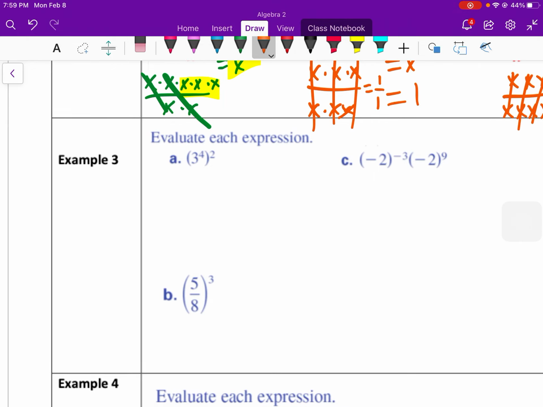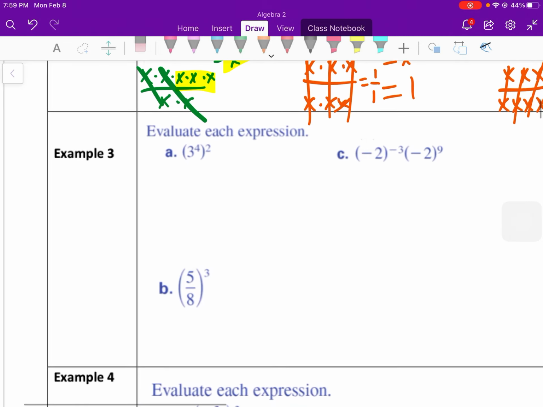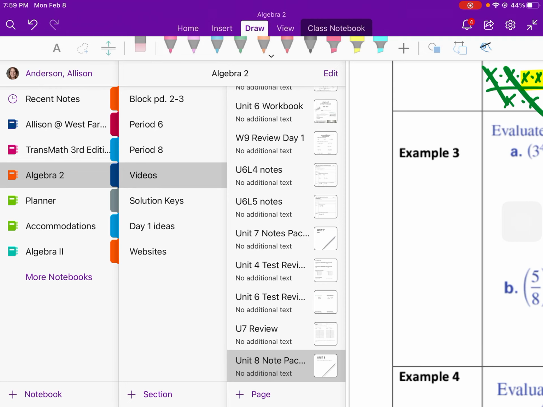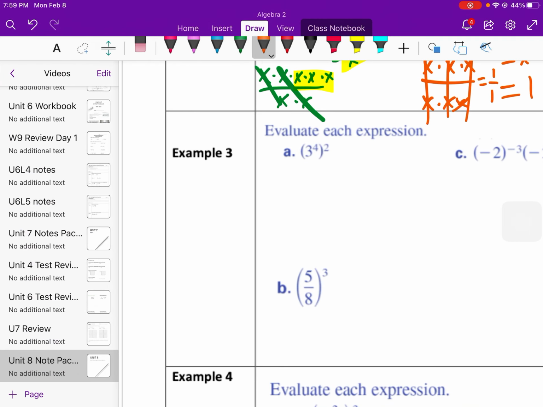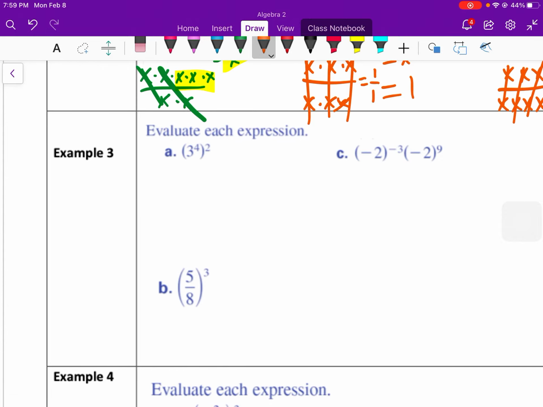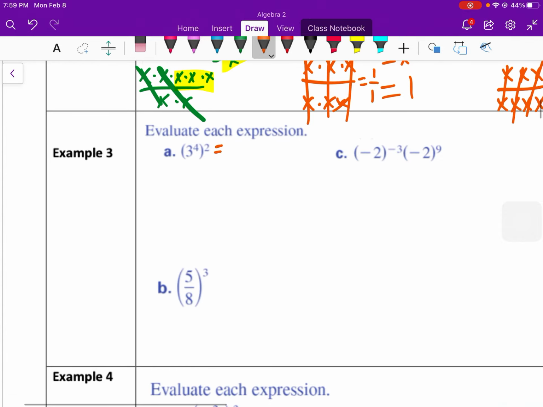Alright, example 3, it looks like we have 3 to the fourth power squared, so it's a power to a power. So I'm going to rewrite that. Now we have 3 to the fourth times 2. So that's 3 to the eighth. And I've solved this in my calculator. 3 to the eighth is 6,561.